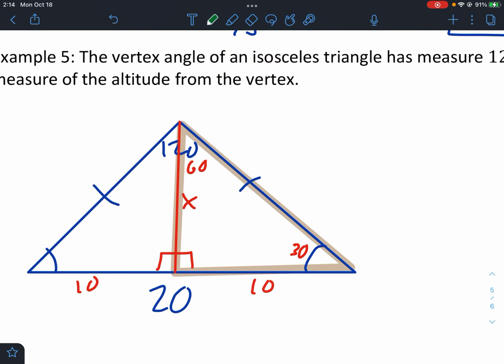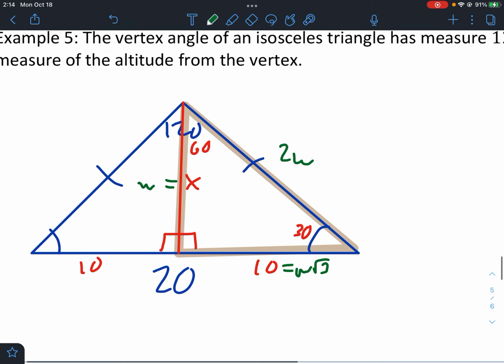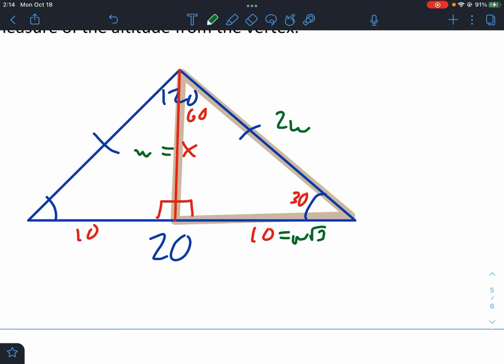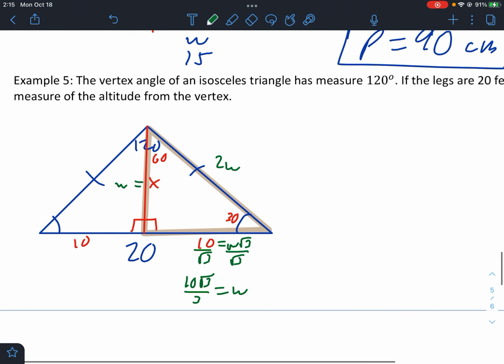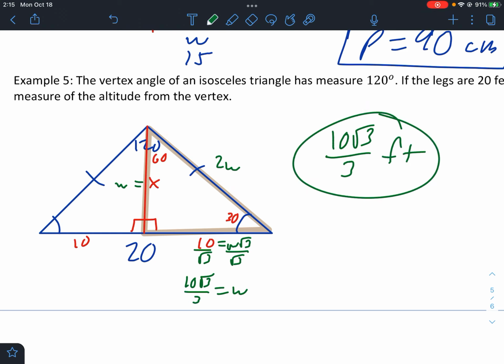So setting this triangle up, I know this is W. I know this is W root 3, and then this is 2W over here. But most importantly is our equation right here. So if we use a pattern or if we solve that, either way, we should get the same answer of 10 root 3 over 3. And that's it. That's W. X is W. So our answer here is 10 root 3 over 3 feet.